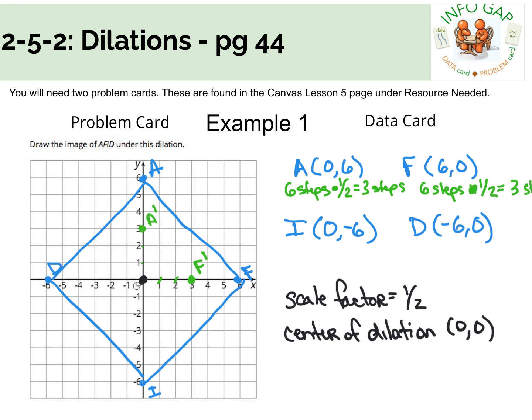Okay, go ahead and try that with I and D. Figure out where I and D are going to sit. So I is 6 steps down. Now it's going to be 3 steps. Here's I prime. D is 6 steps to the left. Multiply by 1/2 is 3. So here's D prime. So this is our dilated picture. Center point is 0, 0. And our scale factor is 1/2. So all of this should be on example number 1 on that page.